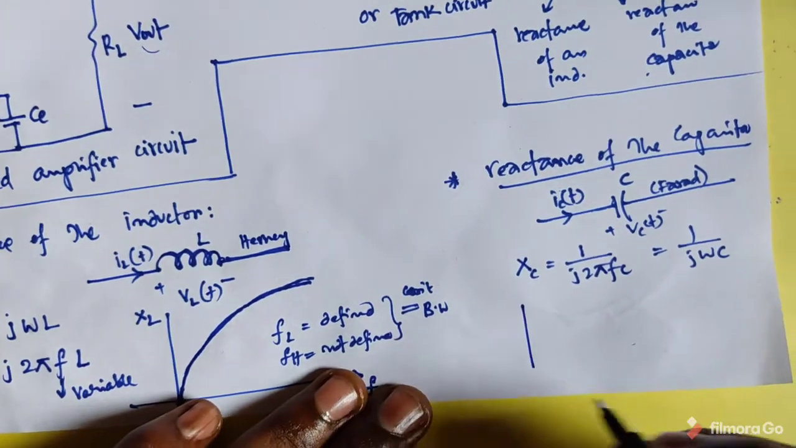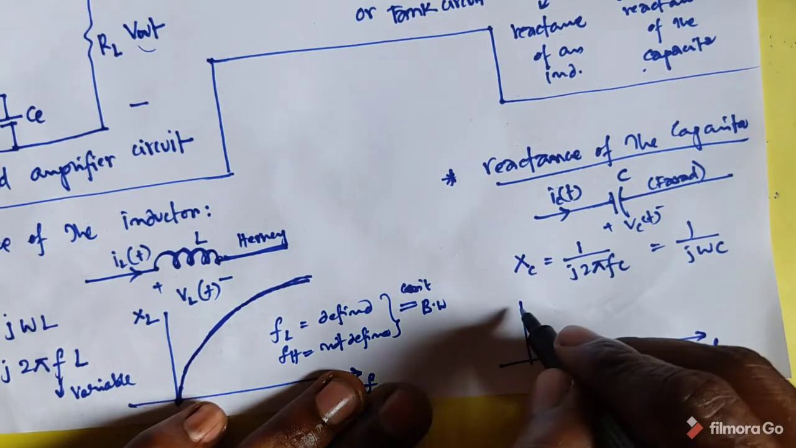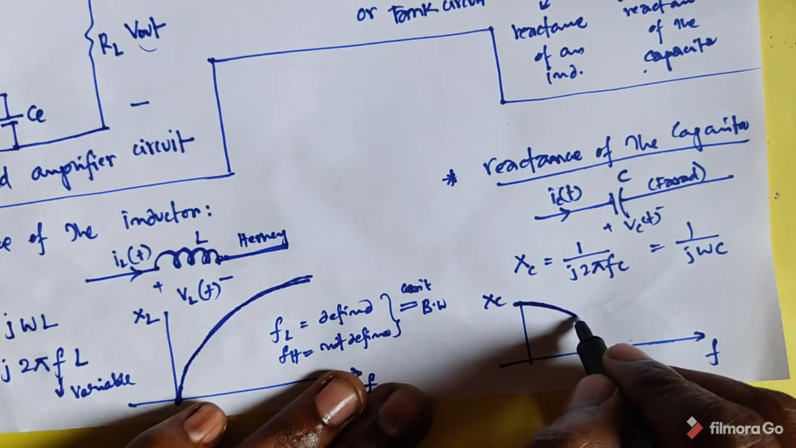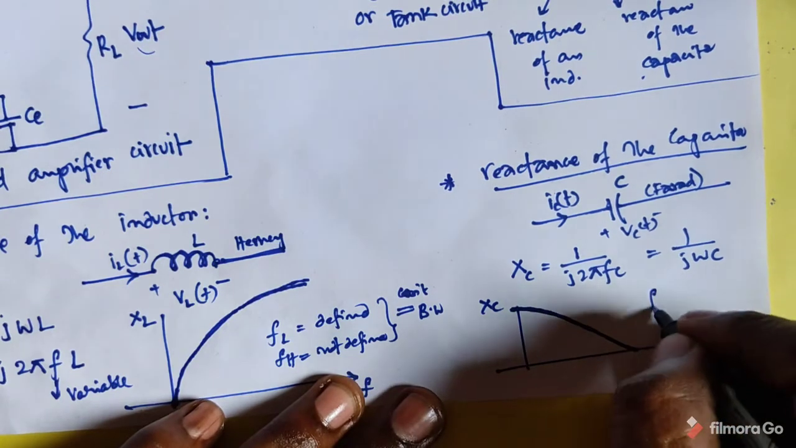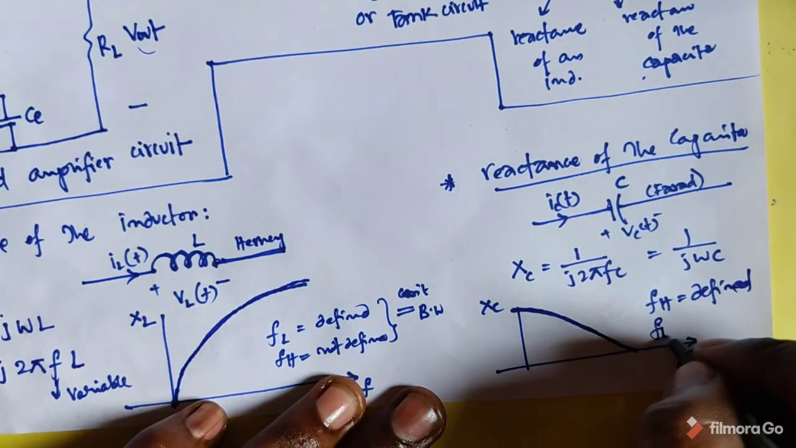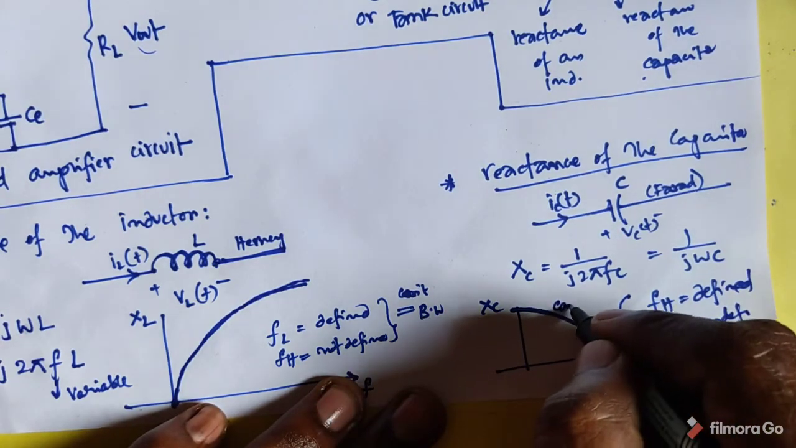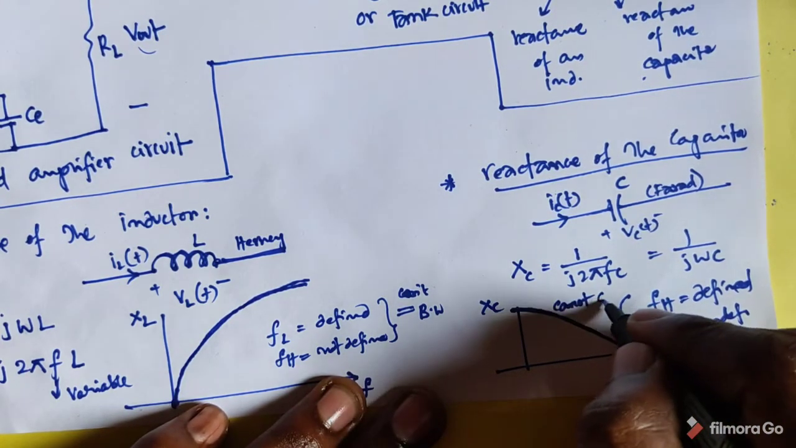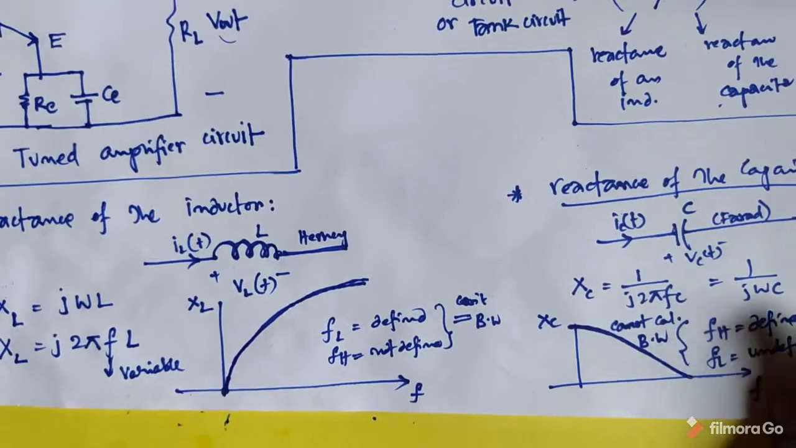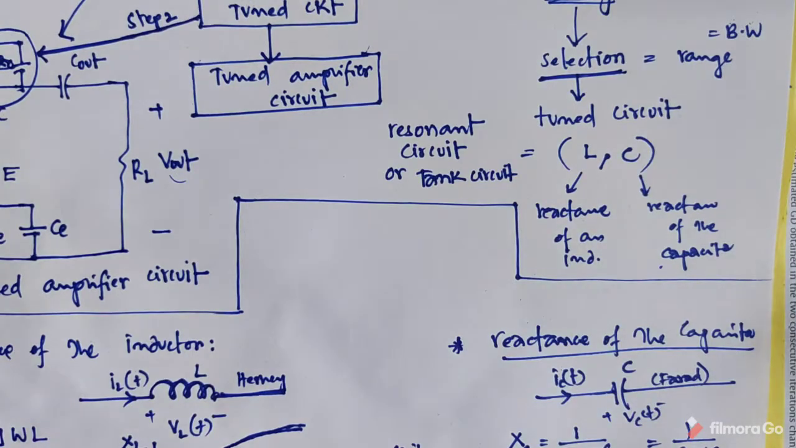So the frequency response for these two cases is that the reactance is inversely proportional to frequency. When F is 0, the XC value is maximum. As the frequency increases, the XC value decreases. In this case, FH is defined, but you can't calculate the FL value. FL is undefined. So you can't calculate the bandwidth. That's why with the help of these two individually, you can't calculate a certain selection of frequency. After selection of the frequency, then you can apply the bandwidth case.